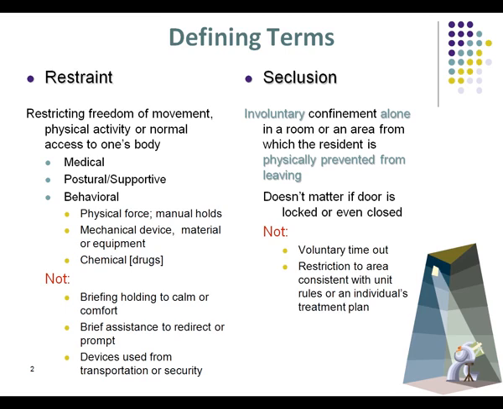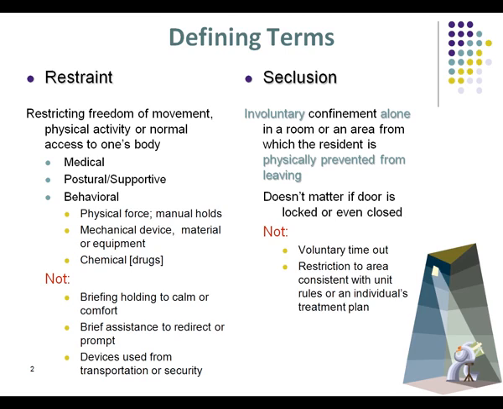The third kind of behavioral restraint is chemical restraint, and this is when we use drugs to sedate somebody or to chemically restrain them. I'm going to talk about that in a minute because this is somewhat of a difficult term, so we'll address chemical restraints in a minute.